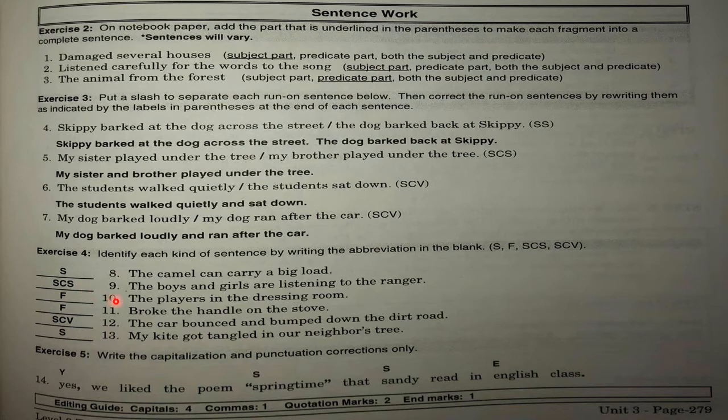Number 10, the players in the dressing room. The players in the dressing room. This is just a fragment sentence, okay? Because it's not completed. There are some missing parts, okay? So I'm gonna put the letter F in capital in the blank because this type of sentence, it's not completed. There are some missing parts, okay? Some missing thoughts. So that's why we're gonna call it a fragment sentence.